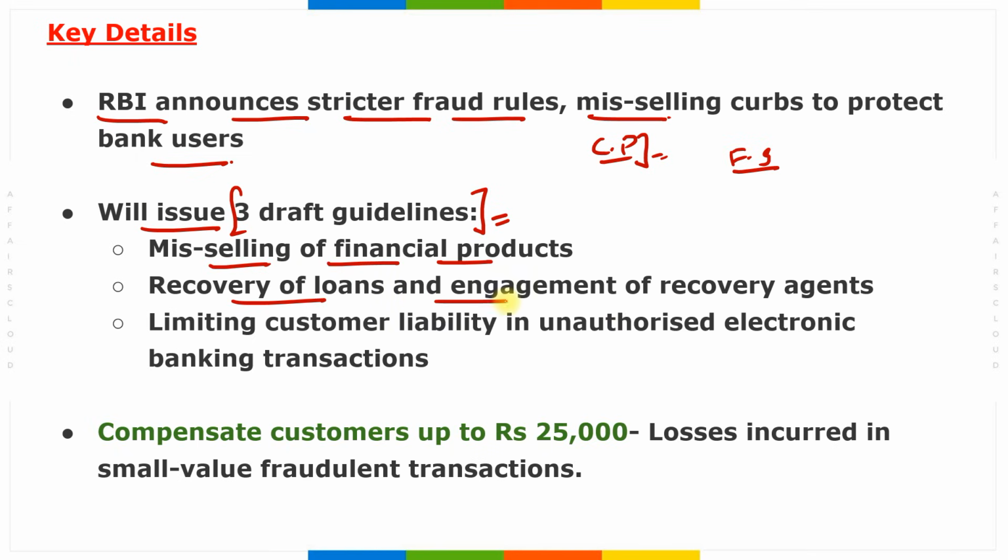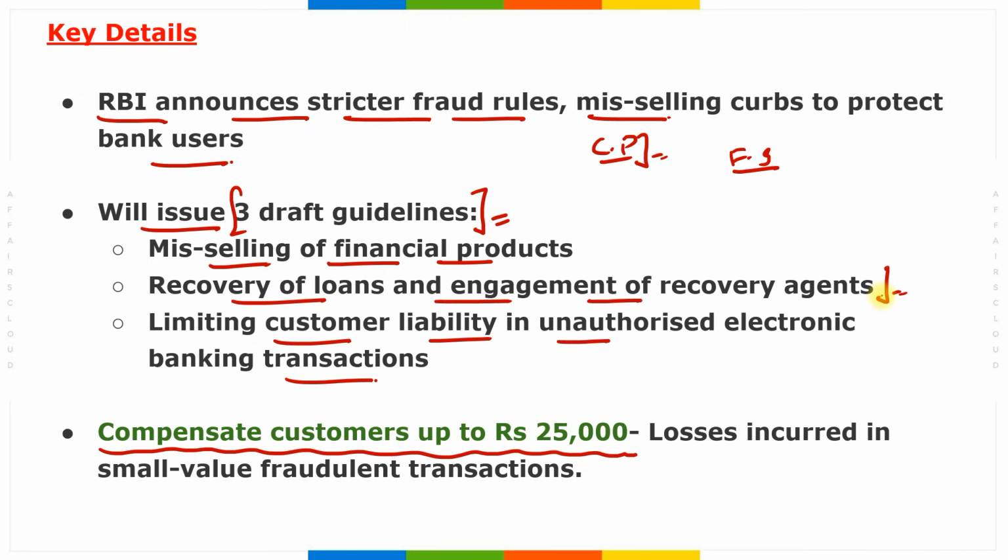Second is recovery of loans and engagement of recovery agents. Third one is limiting customer liability in unauthorized electronic banking transactions. And the most important measure under this Monetary Policy Committee meeting was compensating customers up to rupees 25,000.